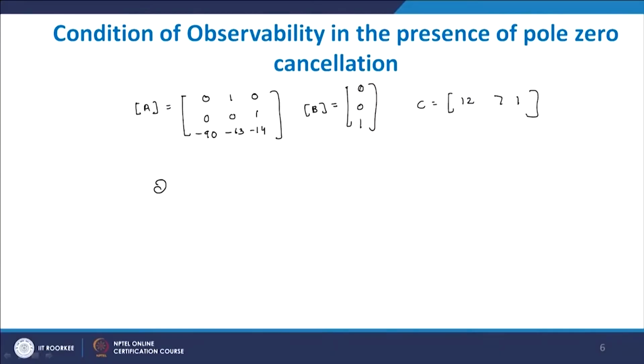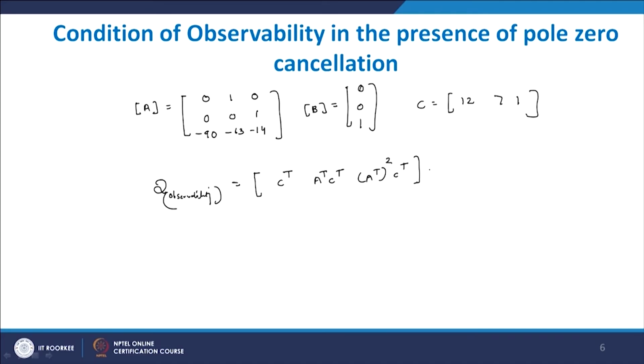Now we have to check the observability of the system. So how do we check the observability? For observability, the matrix Q observability is [C transpose, A transpose C transpose, A transpose square C transpose].